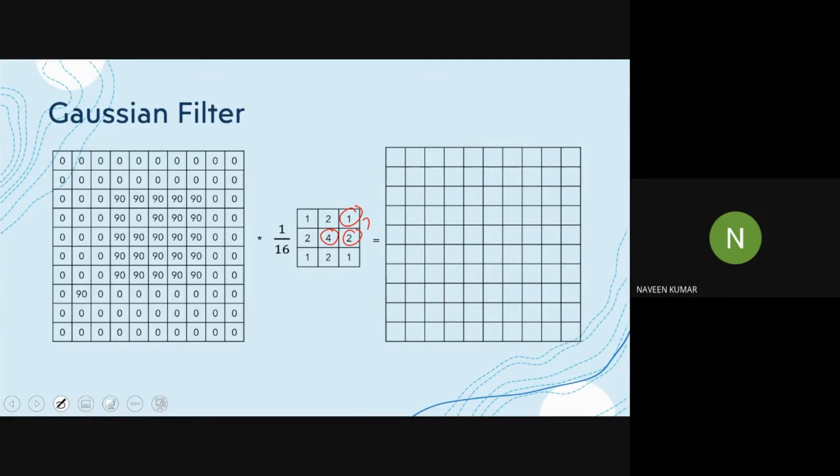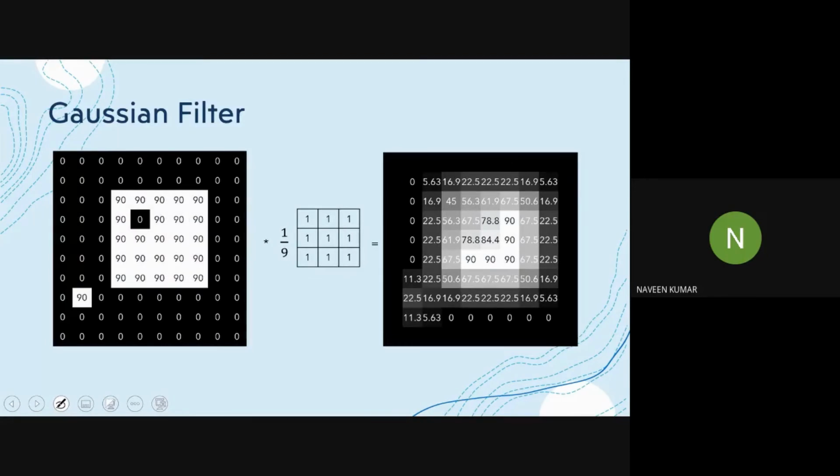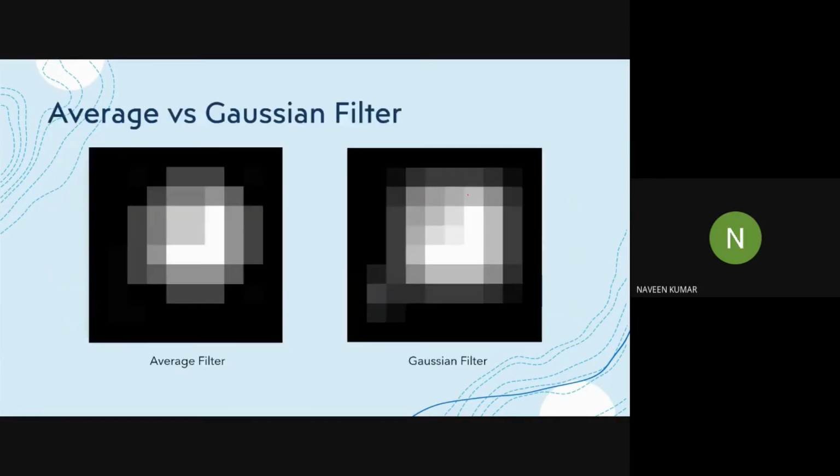After solving this with every pixel, we will get these values. Again, after filling this with color, we'll get this. Here is our actual image, and this is after applying the Gaussian filter. And here is a small comparison between average and Gaussian filter. We can see that Gaussian filter is better at keeping more edge details than average filter.